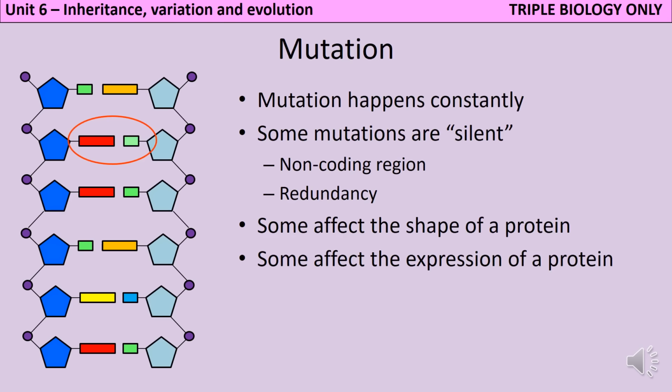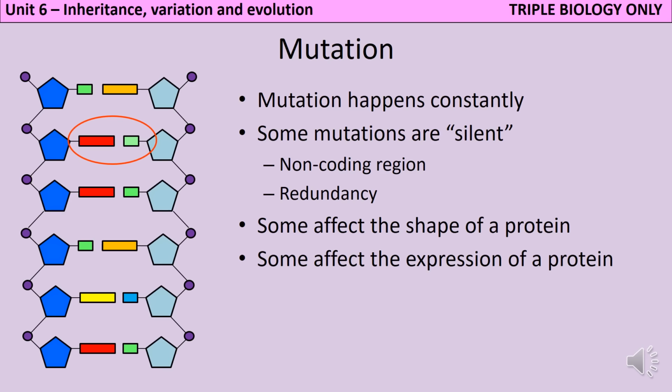Changes to the DNA, called mutation, are happening constantly, either spontaneously as cells divide and make copying errors, or as a result of exposure to mutagens like UV light or carcinogens in cigarettes. Many mutations have no impact at all on the proteins that our bodies make, either because they happen in a non-coding region which doesn't actually contain a gene, or because there's redundancy in the codons used.